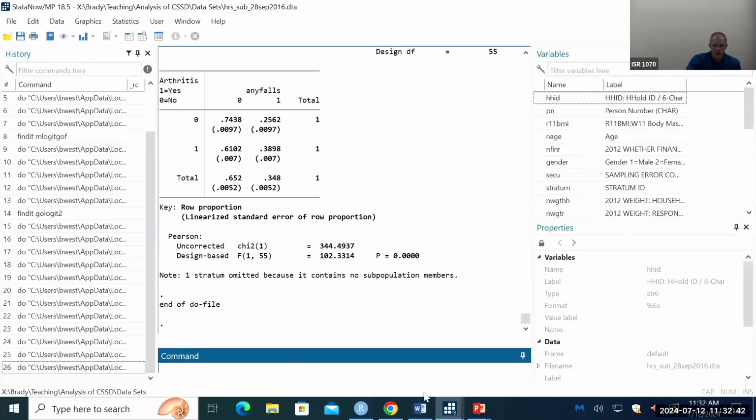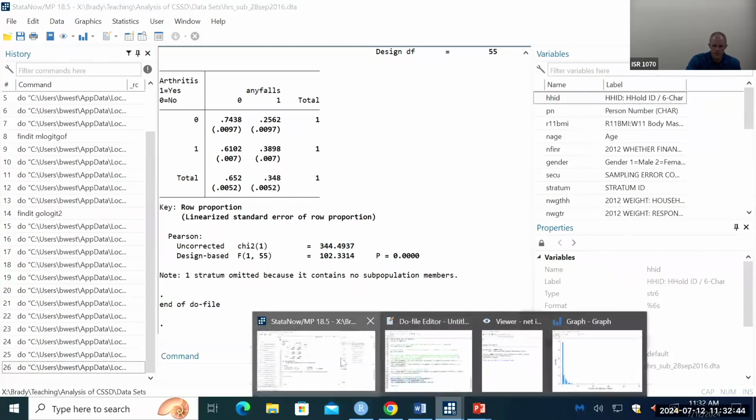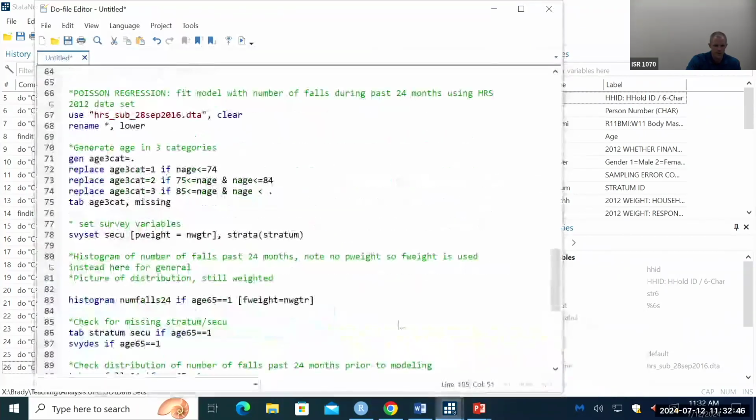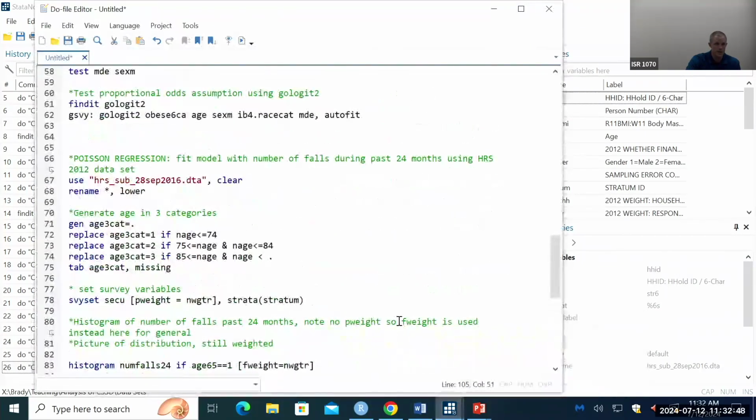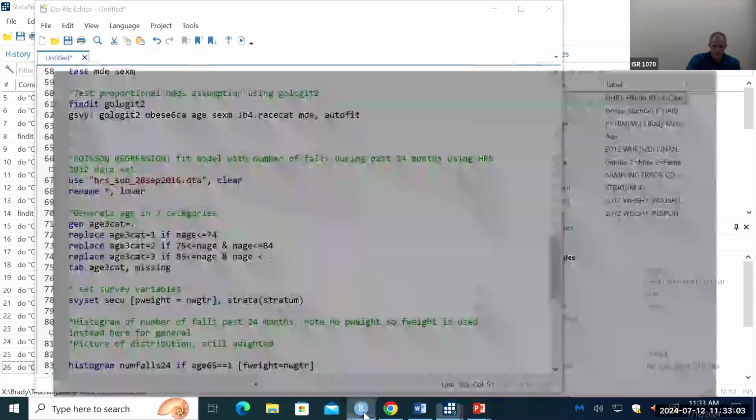Okay, so that's what I want to say about Poisson and negative binomial. Questions about those modeling procedures and Stata? Any questions about how we're using those? Questions, comments? Okay, let's turn to R, if there are no further questions.